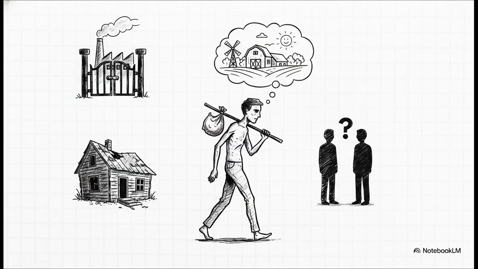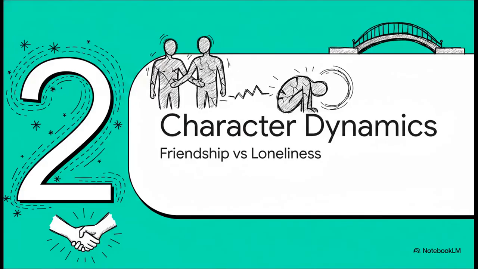This kind of extreme poverty breeds deep suspicion and mistrust. Survival heavily favored the strong over the weak. In a landscape this utterly unforgiving, holding onto a dream was vital for survival, but simultaneously almost impossible to achieve. Moving on to Section 2, Character Dynamics, Friendship versus Loneliness.